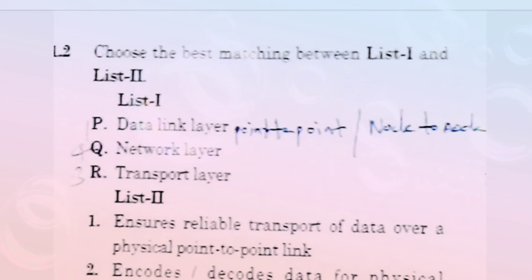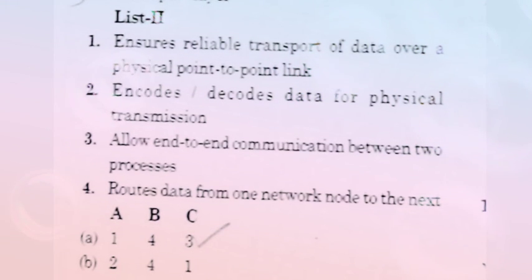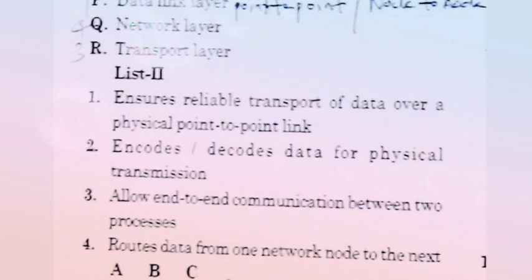The first question is written like, choose the best matching between list 1 and list 2. Here list 1 is given like data link layer, network layer and transport layer. Now come to list 2. Here some statements are given with respect to list 1. First statement, ensure reliable transport of data over the physical point to point link. Second statement, encodes or decodes data for physical transmission. Third, allow end-to-end communication between the two processes. And fourth, routes data from one network to next. So these are the four statements regarding the first list.